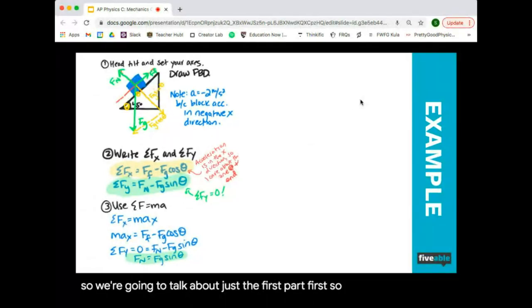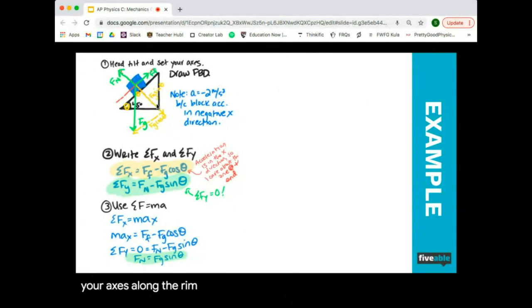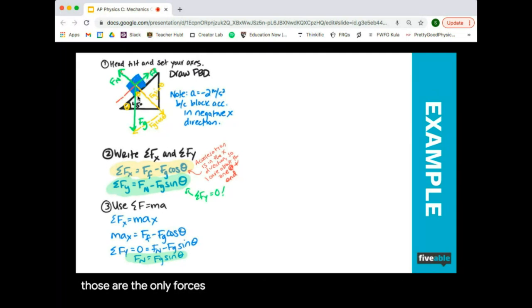So first thing here is to do your head tilt, right? Do your Lexus head tilt. This time it's in the other direction because the ramp is in the other direction, but same idea. Draw your axes along the ramp and then perpendicular, and then draw the free body diagram. So if we draw this, we see that the force of gravity is not on an axis, but the other forces happening in the problem are the normal force coming from the surface and then friction acting against the motion. And those are the only forces in this problem.